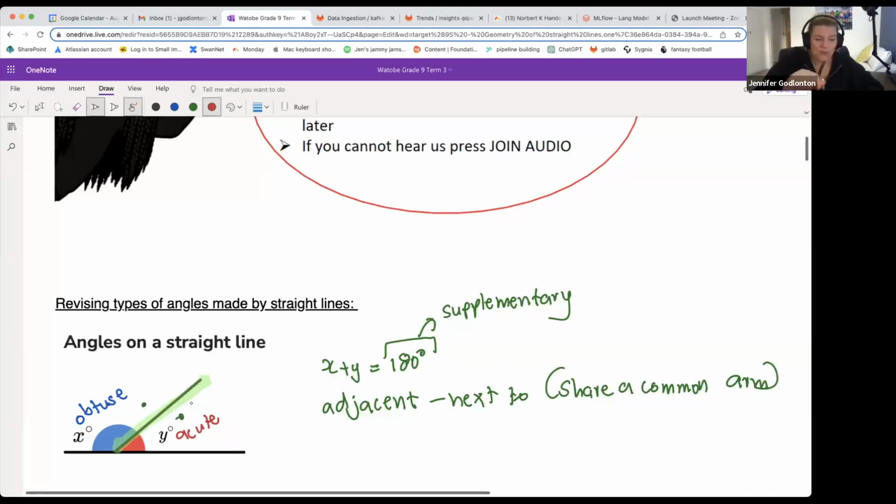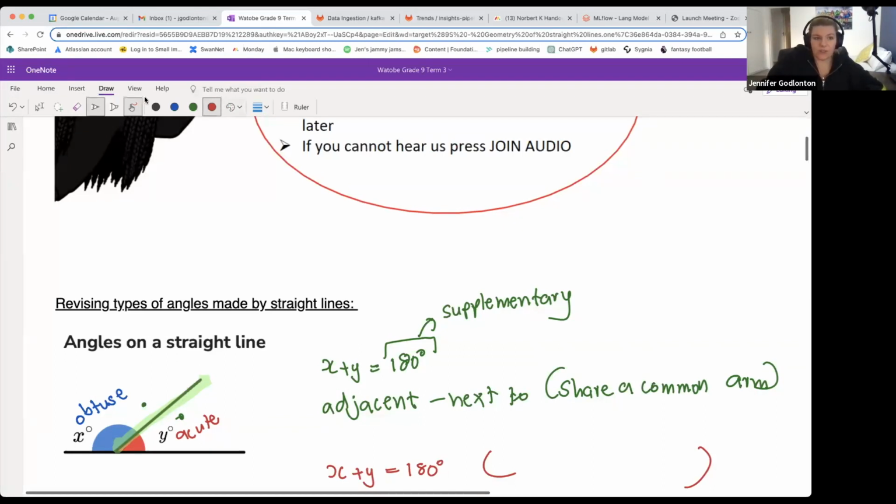Okay, when we use this rule, remember with geometry, we always have a statement and then we have a reason. So if my statement was X plus Y is equal to 180 degrees, what would my reason be? What would go in those brackets for my reason for that statement? Beautiful. Adjacent angles on a straight line.